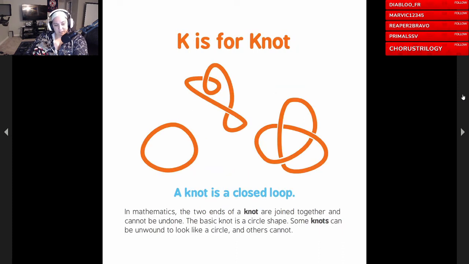K is for knot. A knot is a closed loop. In mathematics, the two ends of a knot are joined together and cannot be undone. A basic knot is a circle shape. Some knots can be unwound to look like a circle, and others cannot.